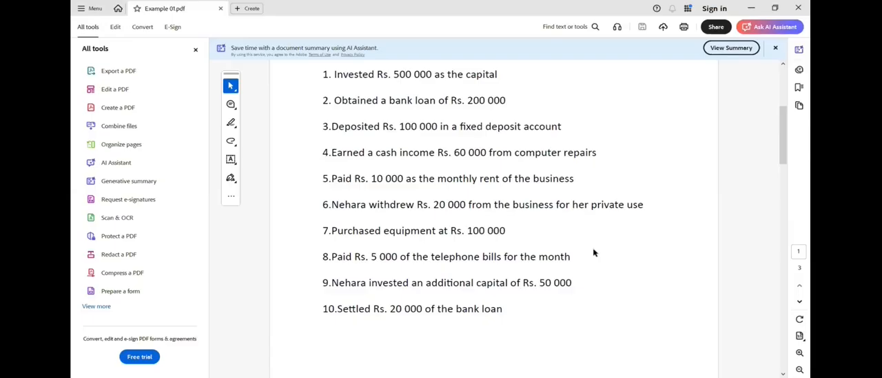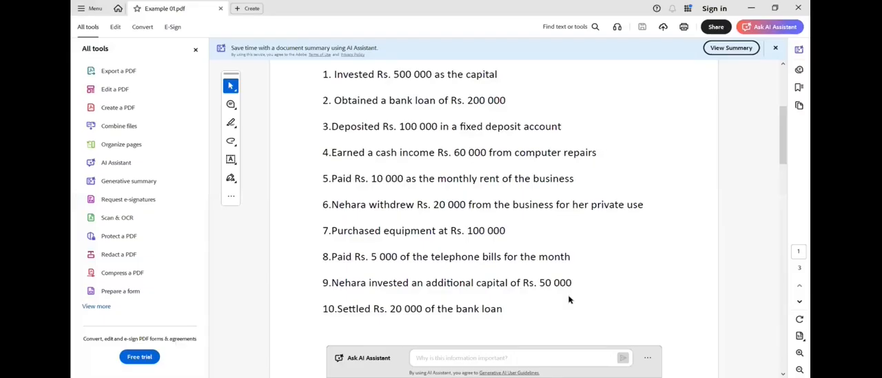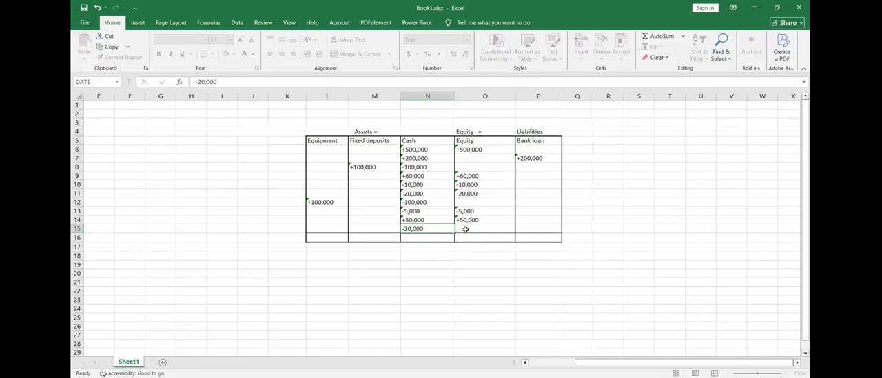Number 9: invested an additional capital of 50,000 rupees. Now here the company received money. So plus 50,000 here because it is cash. The owner's share should be increased by 50,000. Settle 20,000 rupees of the bank loan. Now here we take cash out, it is 20,000, and the bank loan will be decreased by 20,000 because we paid the bank loan. Now take the summation of each column.